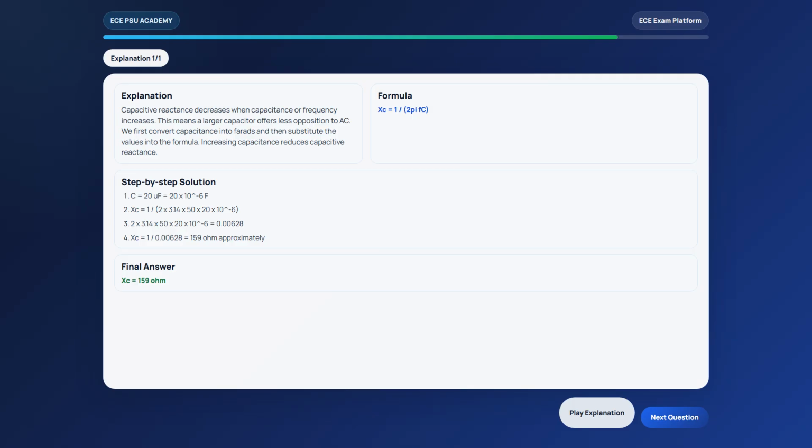First convert the capacitance into farads. Now calculate, capacitance equals 20 microfarad equals 20 x 10⁻⁶ F. Now calculate, capacitive reactance equals 1 divided by 2 x 3.14 x 50 x 20 x 10⁻⁶. Now calculate, 2 x 3.14 x 50 x 20 x 10⁻⁶ equals 0.00628. Now substitute the known values into the reactance formula. Now calculate.